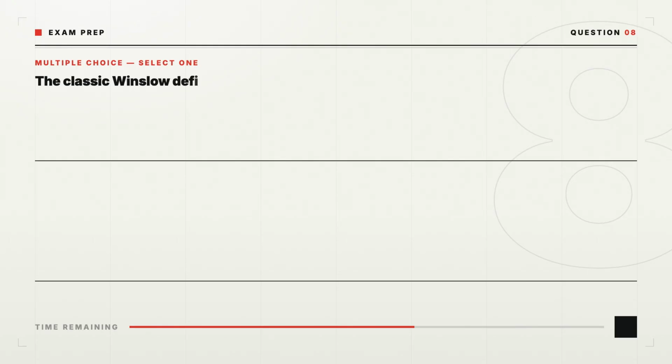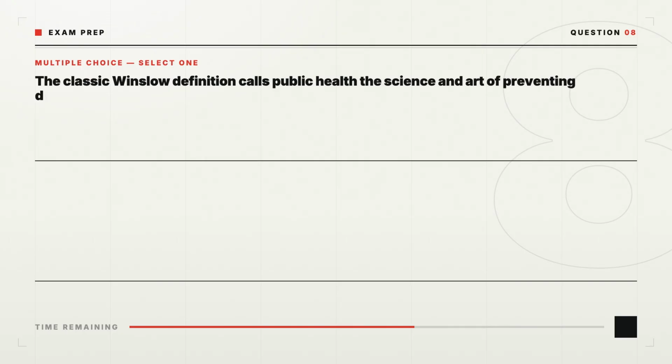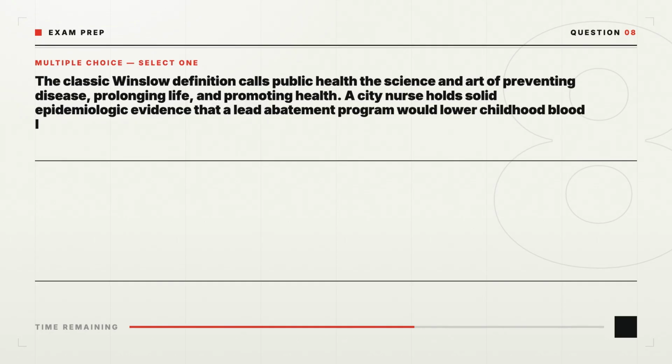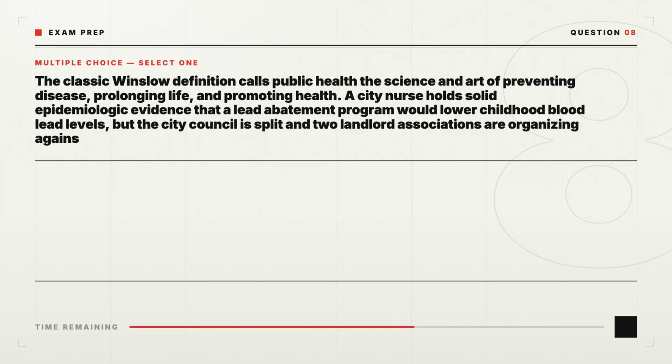Question 8. The classic Winslow definition calls public health the science and art of preventing disease, prolonging life, and promoting health. A city nurse holds solid epidemiologic evidence that a lead abatement program would lower childhood blood lead levels, but the city council is split and 2 landlord associations are organizing against it. Her next task belongs to which half of that definition?